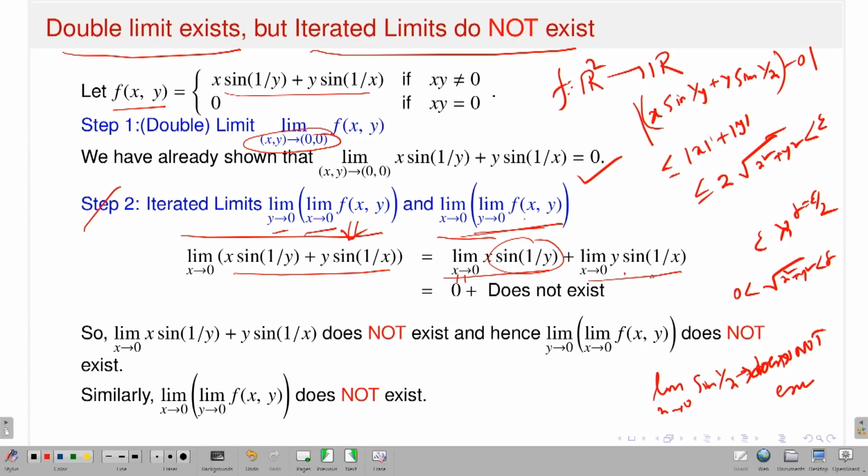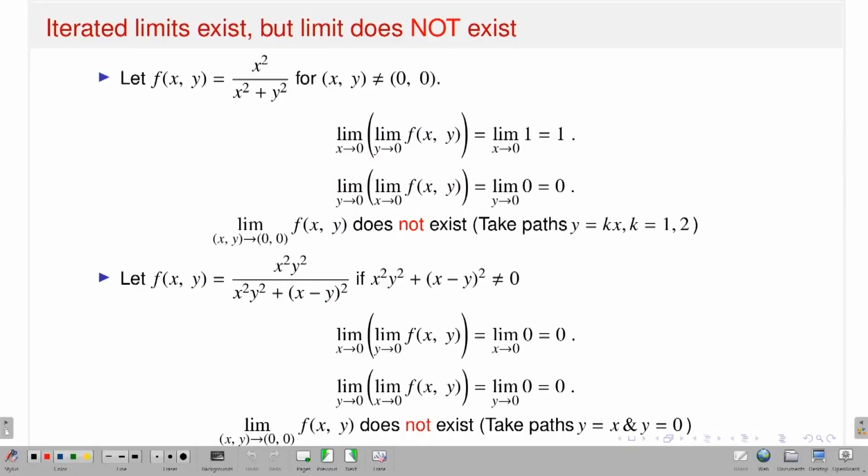So since the limit as x approaches 0 of sine 1 by x does not exist, therefore this limit does not exist, and therefore this limit does not exist. And therefore automatically, if I take the limit as y approaches 0, this certainly does not exist. In the same way you can prove that, instead of taking limit x approaches 0 first, if I take the limit y approaches 0 first, limit y approaches 0 of sine 1 by y does not exist. And hence limit x approaches 0 of limit y approaches 0 of f of xy does not exist.